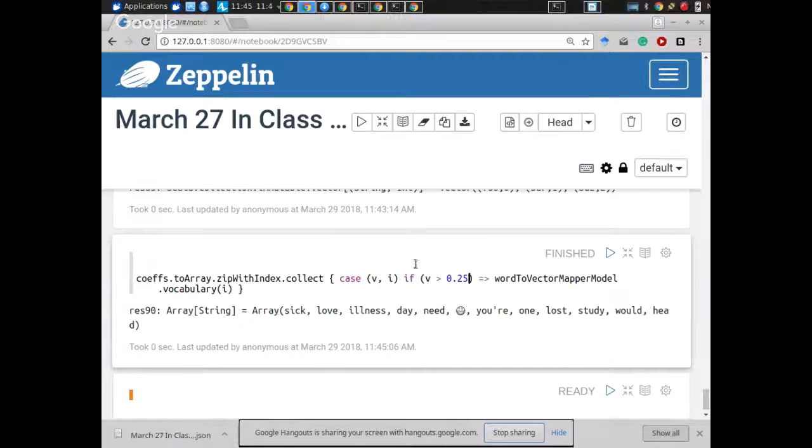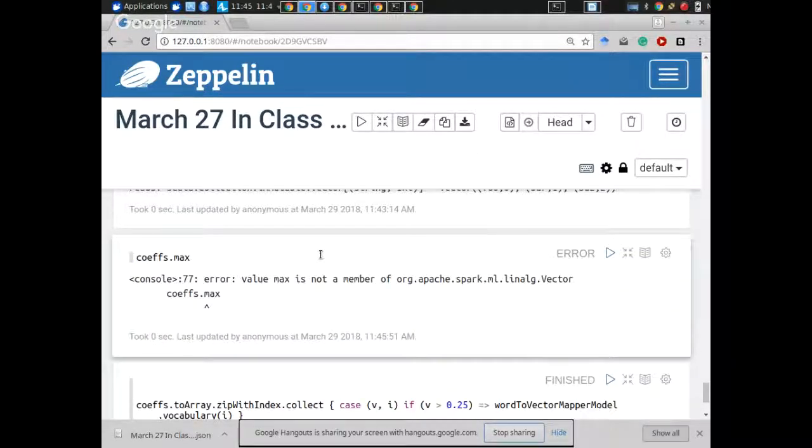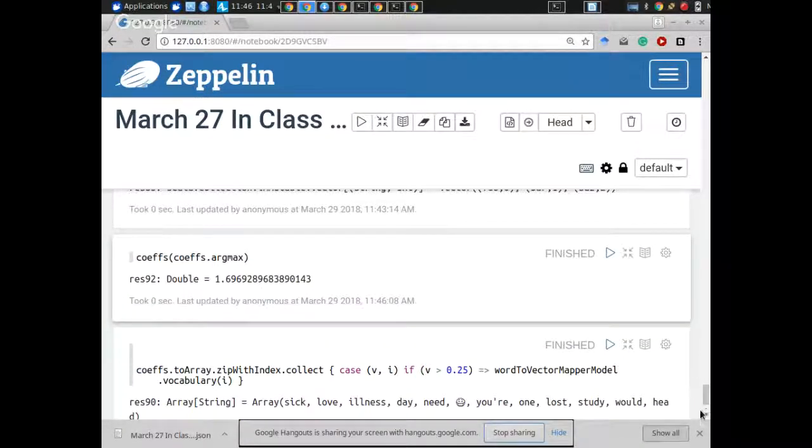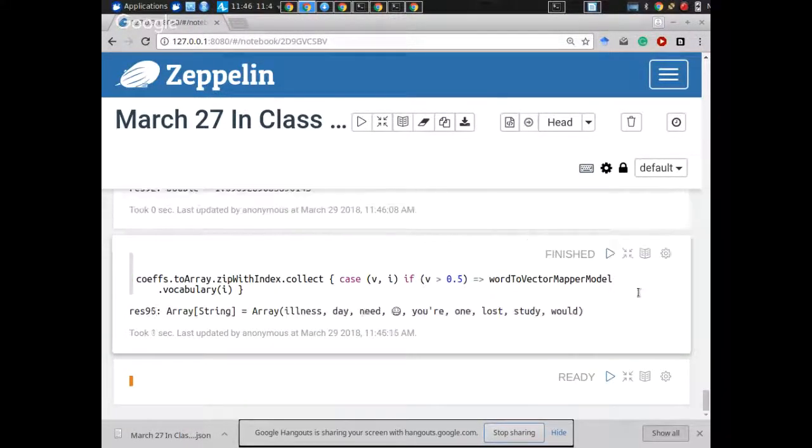Maybe we can. Hey, well, let's go see what the biggest coef is, right? Coefs dot max. Let's go see what. Sorry. So here we can do coefs. Can we do coefs of coefs dot argmax? I'm surprised actually it's not. Yeah, 1.69. Okay, so let's up our game a little bit. Let's look at 0.5, right? Illness. Okay, sick disappeared as a big explanatory variable.